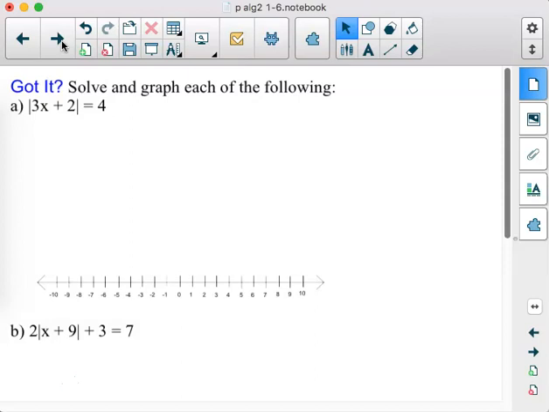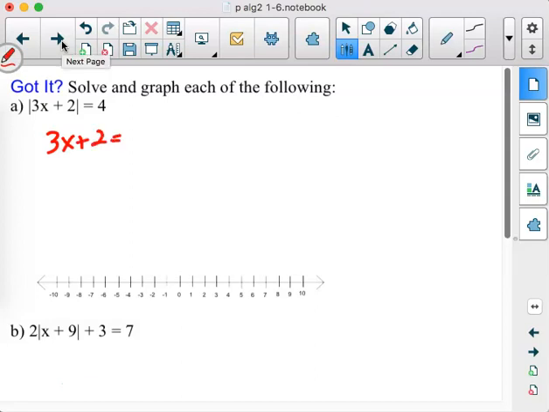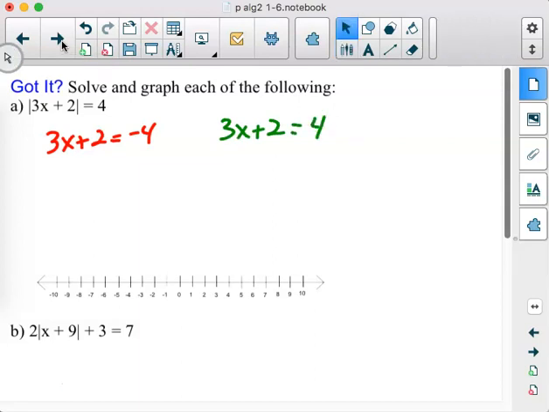Solve and graph each of the following. Absolute value of 3x plus 2 equals 4. Nevaeh, can we make a break for it right away, or do we have to move stuff over? Absolutely. There's no guards. There's no other numbers over there but absolute value. That's called isolating the absolute value bars. If they're by themselves, we make a break for it. Could be -4. Could be +4, because when you take the absolute value, you're going to get 4.